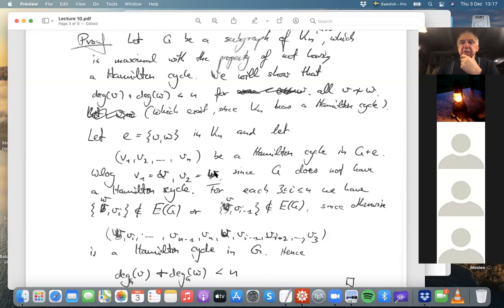Now we're saying here that for each i from 3 to n, either the edge connecting V1 to Vi is not there, or the edge connecting V2, which is W, to Vi is not there. So we're looking at all vertices in this cycle except for the first two. And for each vertex here, either this edge is not there, or that edge is not there. So in total, the sum of the number of edges would be smaller than that.